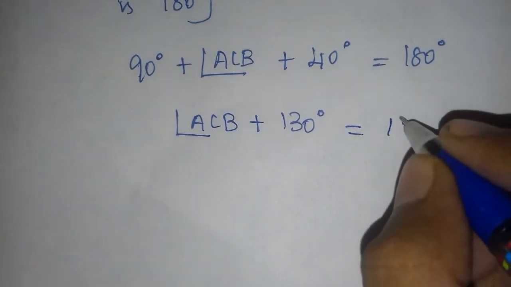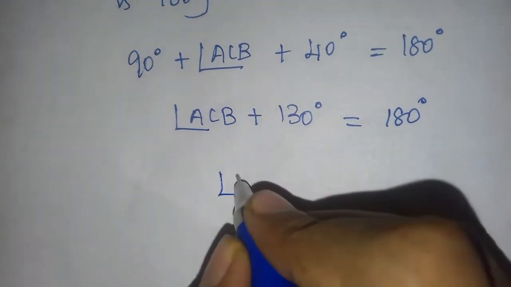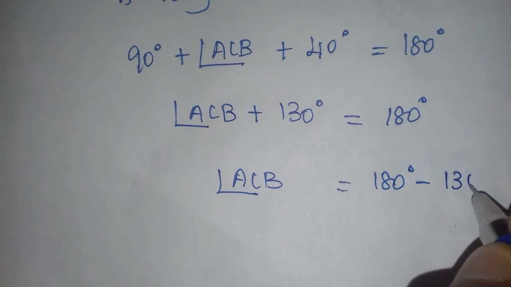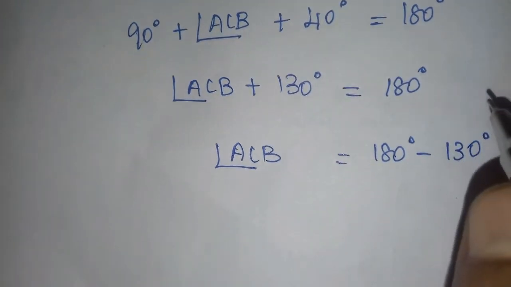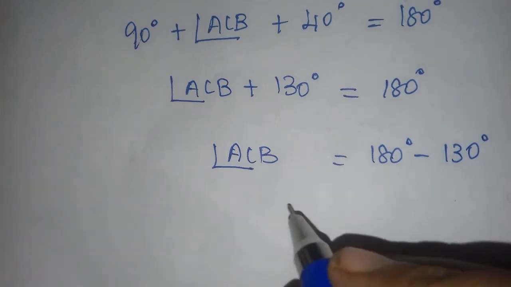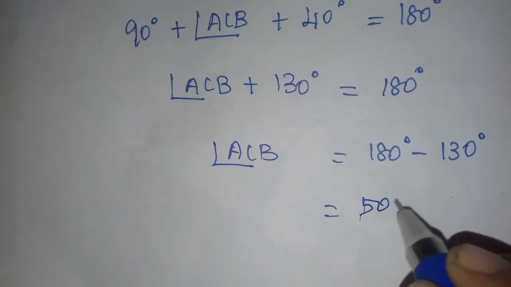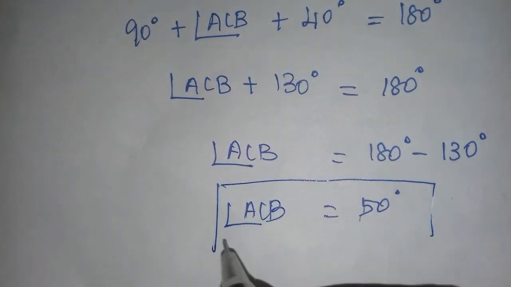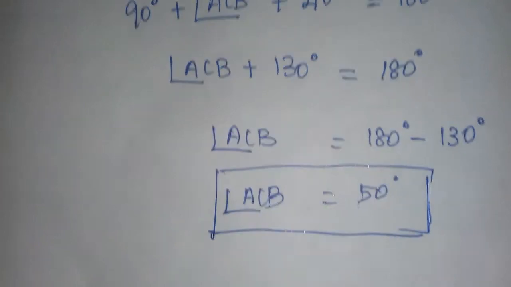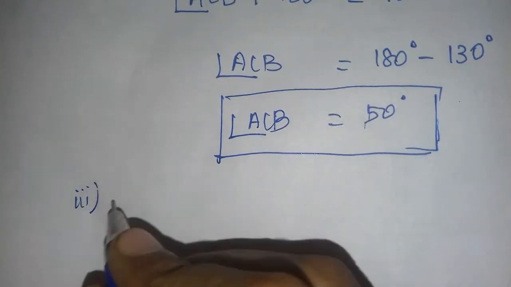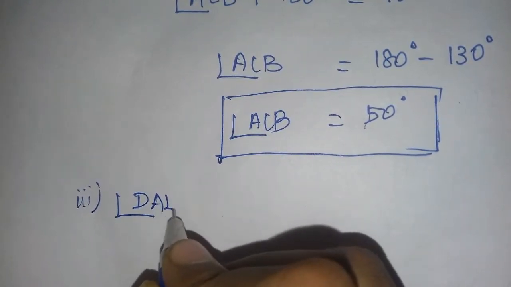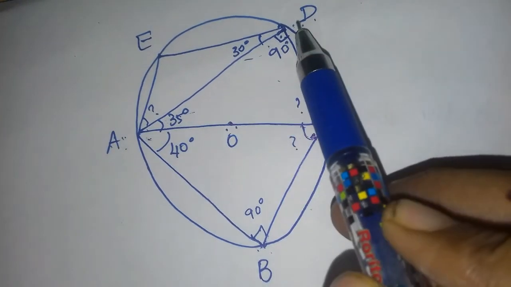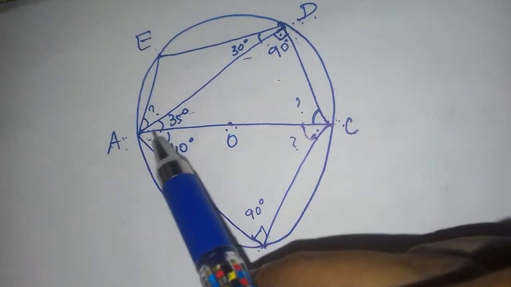Equal to 180 degrees. So, angle ACB is equal to 180 degrees minus 130 degrees. This 130 degrees goes to the right hand side as minus 130 degrees. So, what will you get? 50 degrees. Angle ACB is equal to 50 degrees. We found angle ACB. Next, what do we have to find? We have to find angle DAE. Where is angle DAE? We have to find this angle.